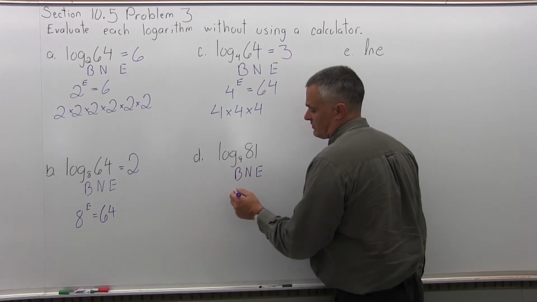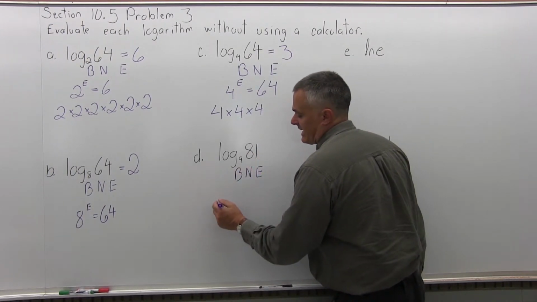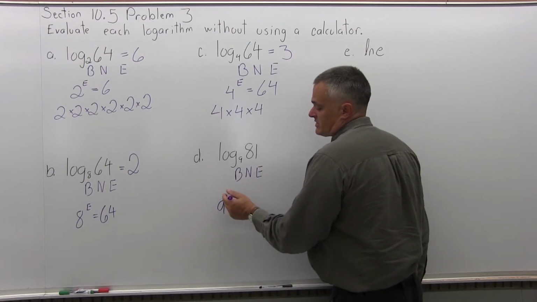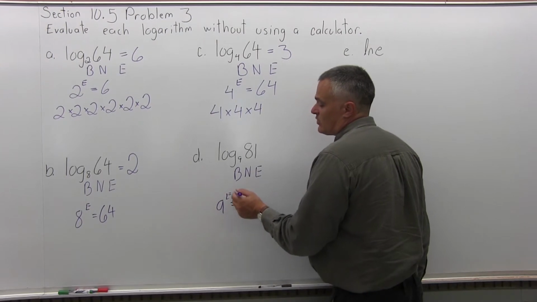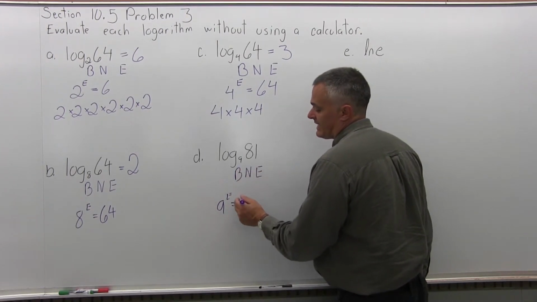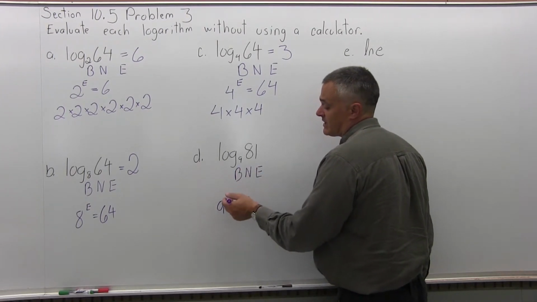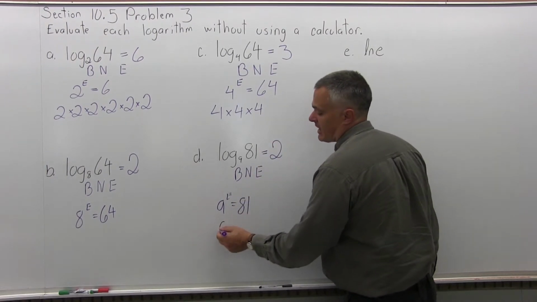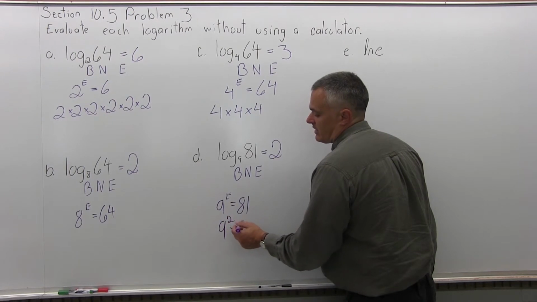So in its exponential form, we start with the base, which is 9. And then the exponent, so I'll just leave an e for exponent, equals, and now the number is 81. Well, 9 to some exponent is 81. That exponent must be 2. 9 to the second power is 81.